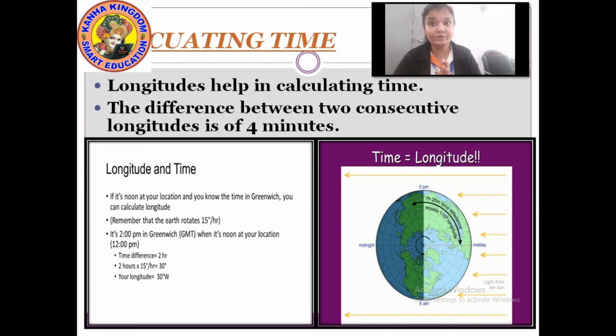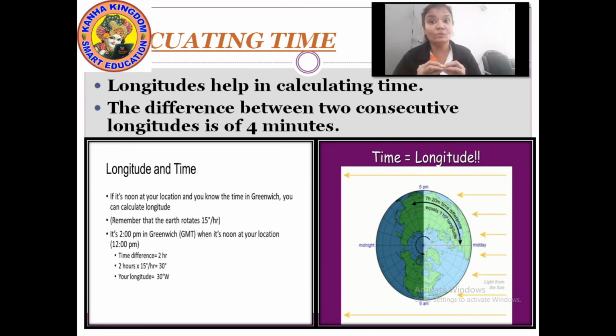Now what is the time difference? 2 hours. So how can you calculate? You can calculate as 2 hours. First you have to take out the difference. Means first you should actually know the time of Greenwich. Then only you can calculate the time of the place which you want.